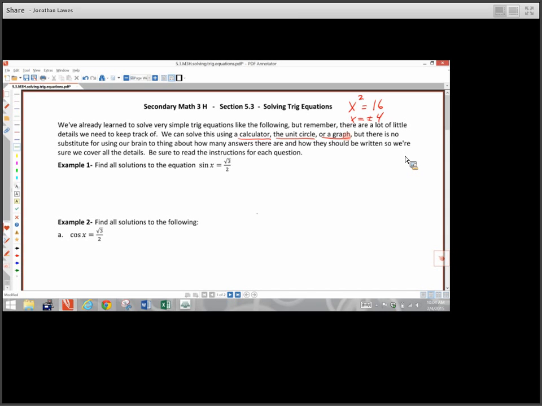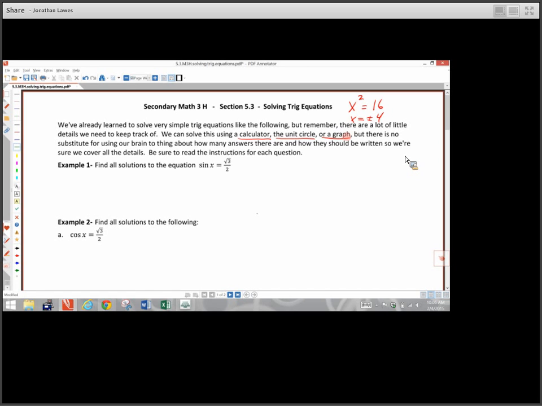Okay, but no matter which way you're doing it, there's really no substitute for you thinking about the problem, thinking about the equation, and using your brain to figure out, okay, do I have all the answers? Have I written down everything? Like, we could just say, as some people did at the beginning of class, that the answer to that original equation at the top there is just 4. It's not. It's plus or minus 4. Okay, so you got to use your brain in that sense. Okay. So we want to make sure that we cover all the details.